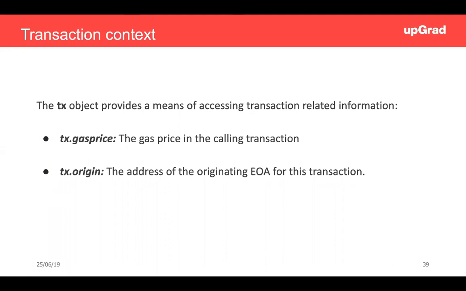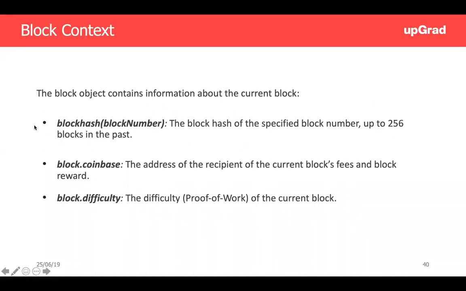Or if you want to fetch who is the original transaction initiator, and the address of that initiator, you can fetch it using that. Similarly, there are contexts for fetching data about blocks. These are global variables for fetching data about a block. Inside your code, if you want to fetch the hash of a particular block number, you can use this function.